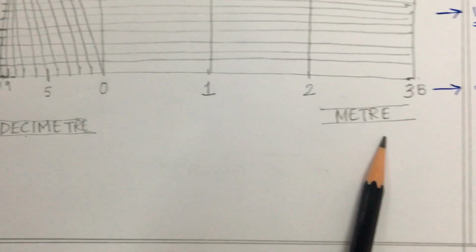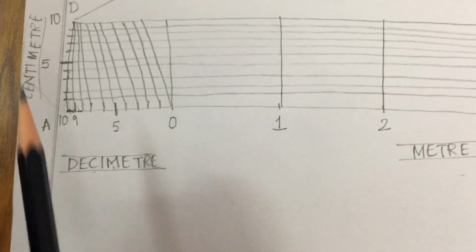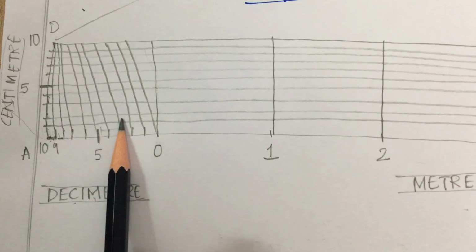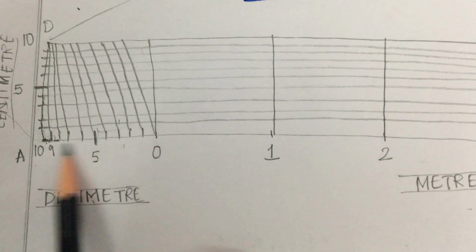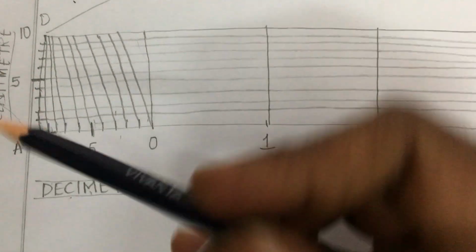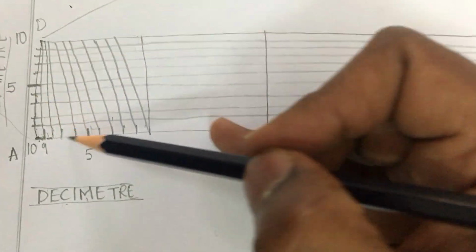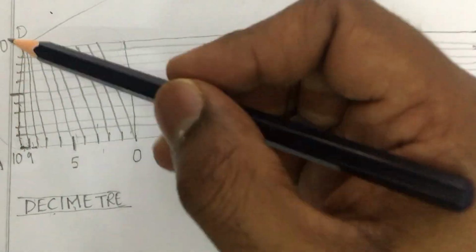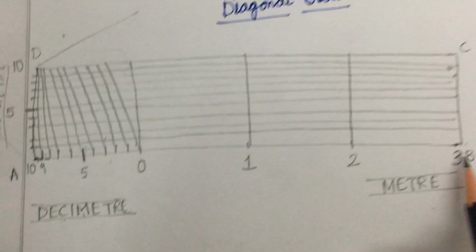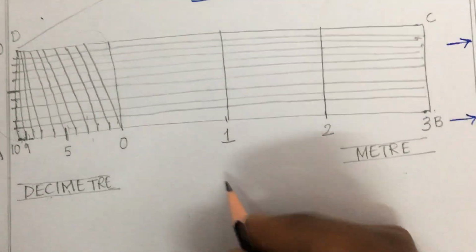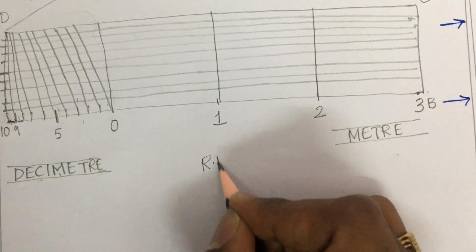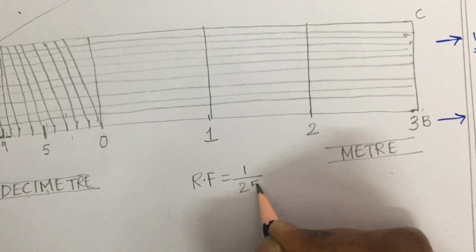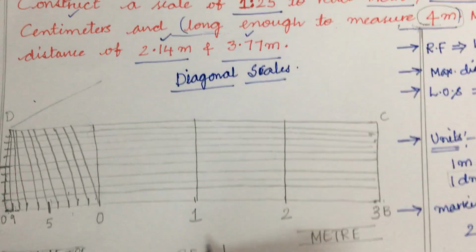So, this is a meter scale and this is a decimeter scale and this is a centimeter scale. So, one box is of what? 1 meter. So, within this meter we have 10 decimeters. Again, within this 1 decimeter, you have 10 centimeters. This is how you are supposed to work out the construction process, and do not forget to write the RF of the scale exactly at the center of it, that is about 1/25, which is given in the question.